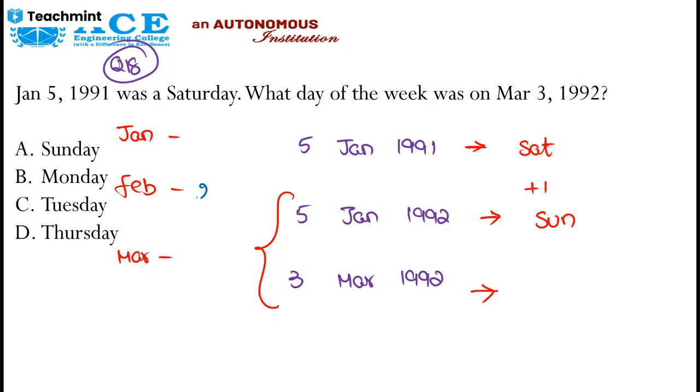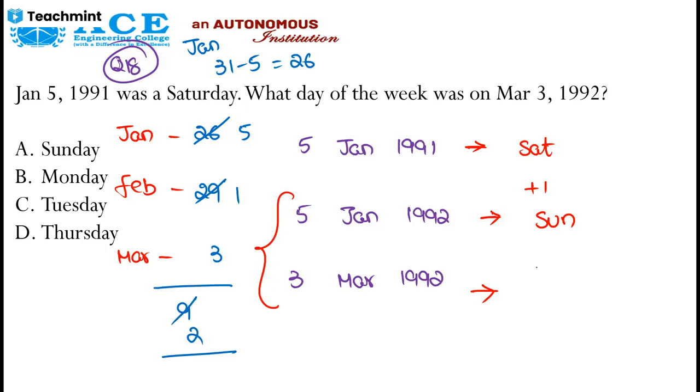1992 is a leap year. February has 29 days, which means 1 odd day. In January, we have 31 days, of which 5 days are already completed, right? So we take 26 days in January. 26 divided by 7 gives 3 weeks, that is 21, leaving 5 odd days. March, 3 days involved. 5 plus 1 plus 3 is 9, which means 2 odd days. Sunday plus 2 is Tuesday, my dear friends.